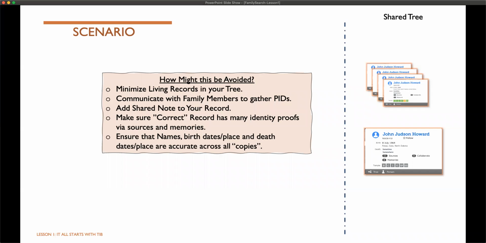And then also make sure, among people that you might know would have duplicates, that names, birth dates, places, and death places are accurate across all copies. Meaning, in this case, like I did with the example, I put the same information in both. That makes it easier for the algorithms and FamilySearch to find a duplicate and to post up a possible duplicate in there.